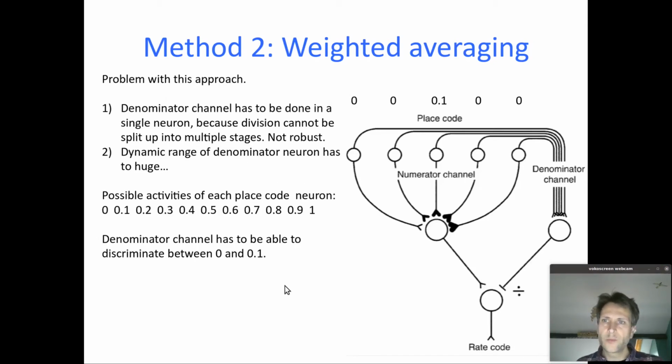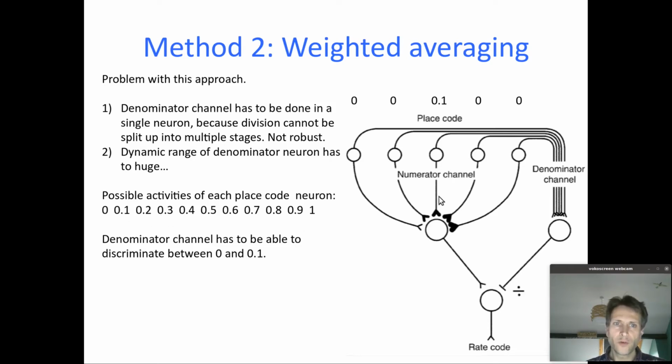Okay, so let's say we've got some sort of input where we've got an input luminance of 0.1 on the third neuron here. So let's say that each place code neuron can have activities between 0 and 1, and we'll just divide that up into 10 values, so it can be 0.1, 0.2 and so on up to 1.